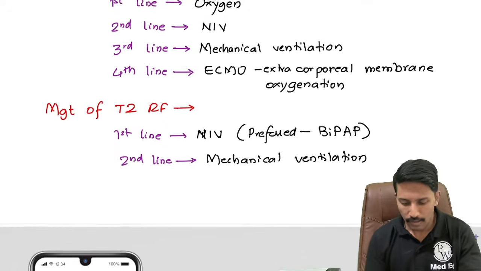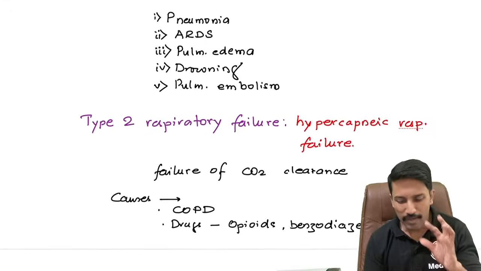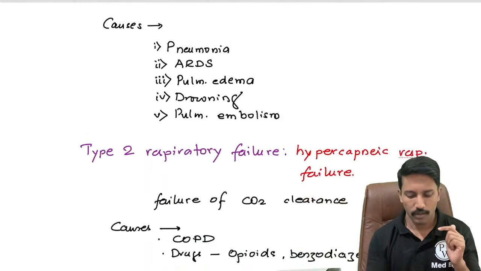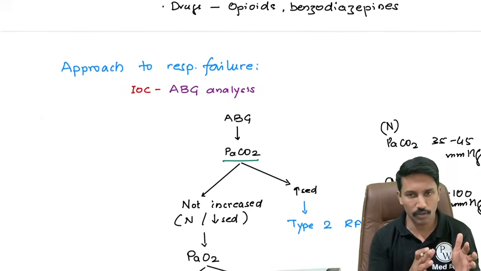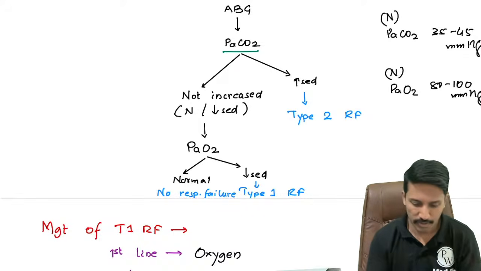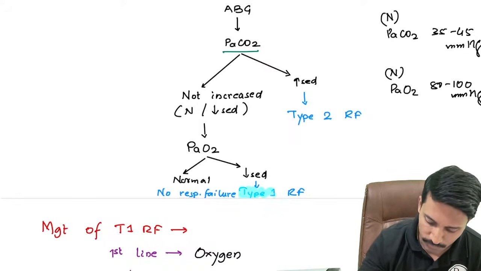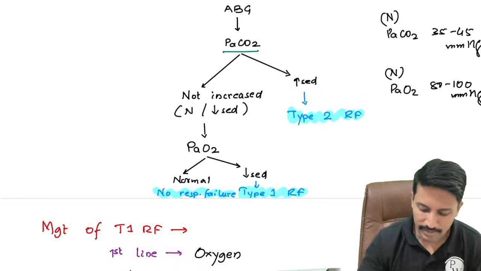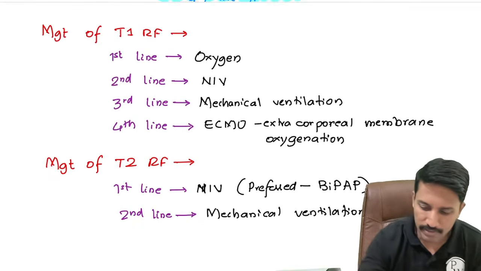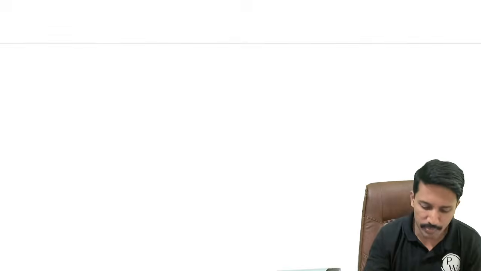Okay. If we have written this much, if it is a 5-mark question, this is more than adequate: the definition, causes for type 1 and type 2, the algorithm for the diagnosis of respiratory failure, how to make a diagnosis based on the ABG into type 1 and type 2, and then management, first line and second line. But if it is a 10-mark question, you will probably have to stretch it a little. How do I spread it?